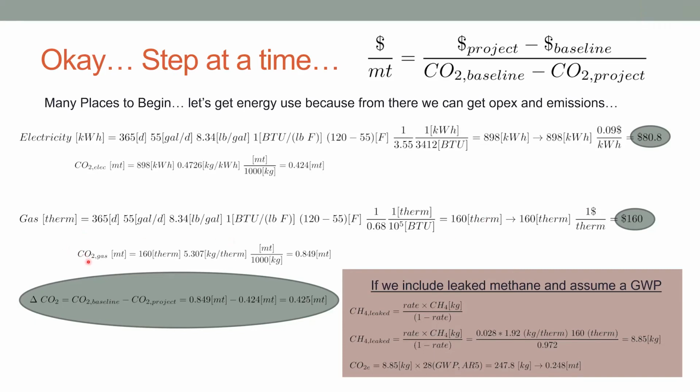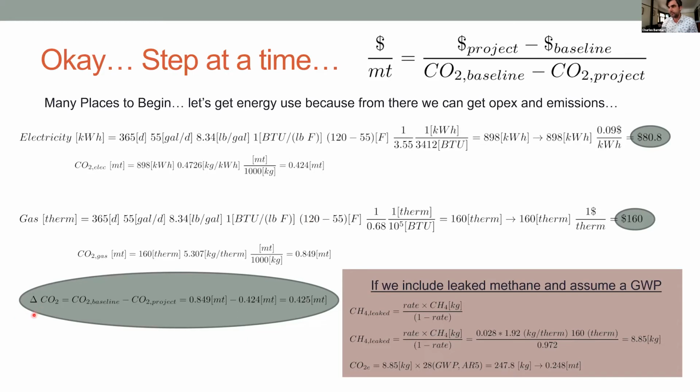Okay. How much CO2 is produced? 160 therms multiplied by the carbon intensity of that energy, 5.307 kilograms per therm, converting to metric tons, and it produces 850 metric tons of CO2. So it's again about twice as much. You can already see where this is going to go.